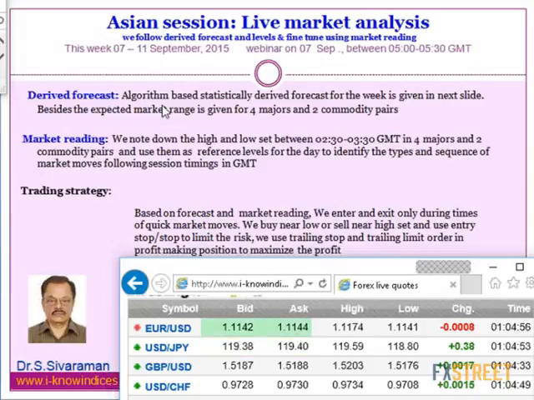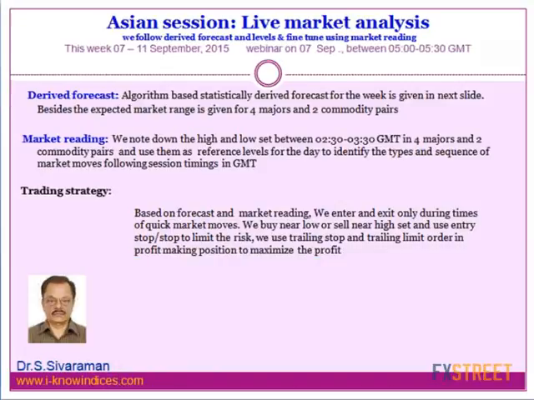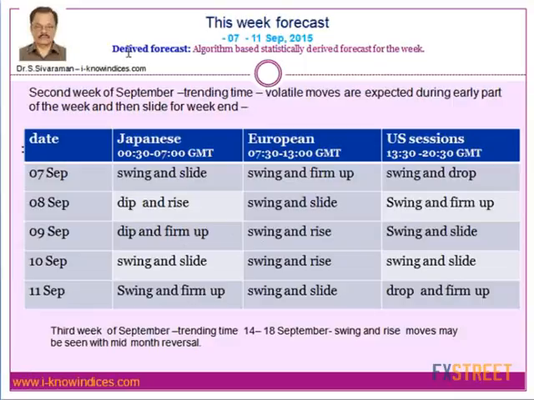Now let us go into the forecast for this particular week. Now this is the second week of September, so we are expecting the trending move. And in the month of September, they are expected to show the mid-month reversal. Mid-month reversal is expected to happen during September.